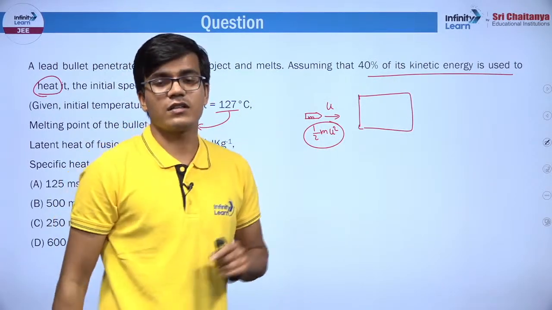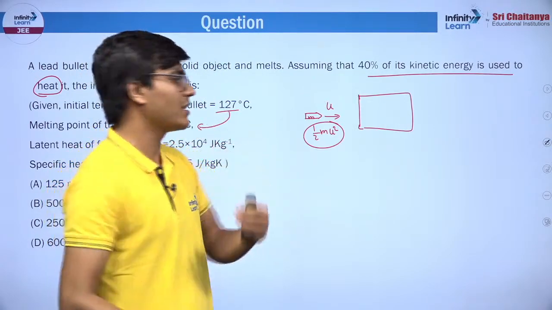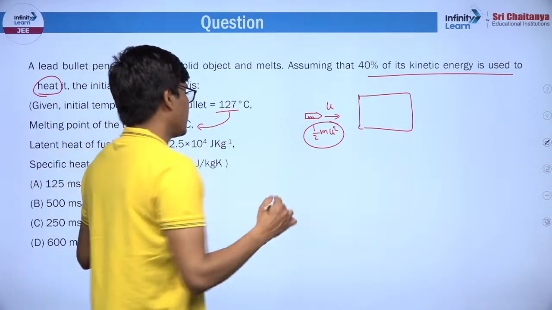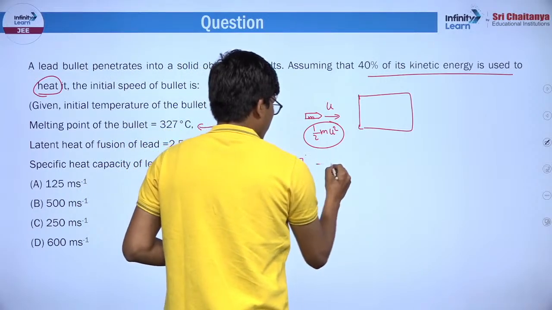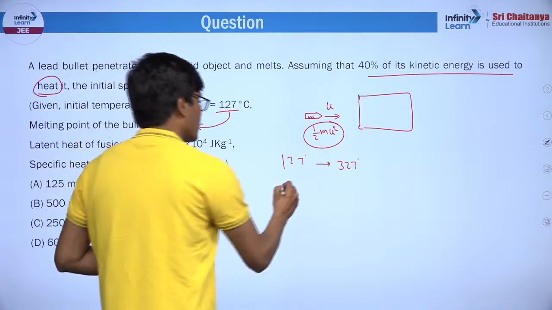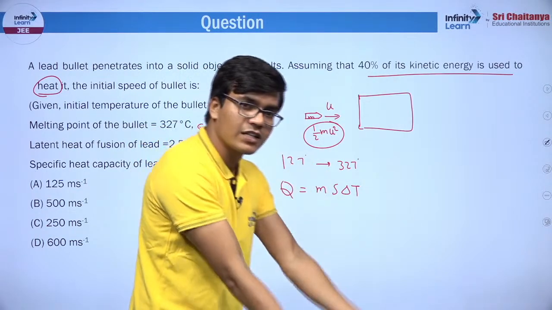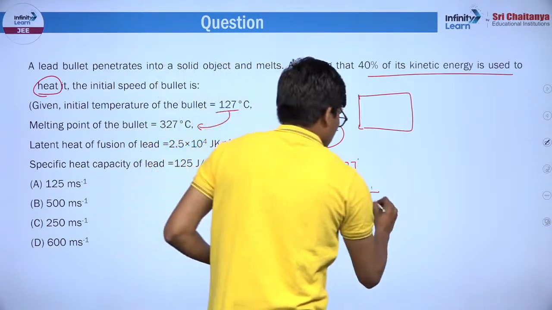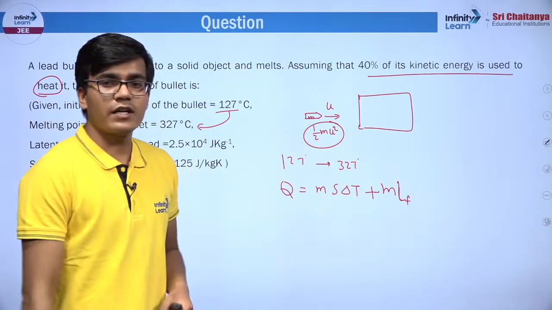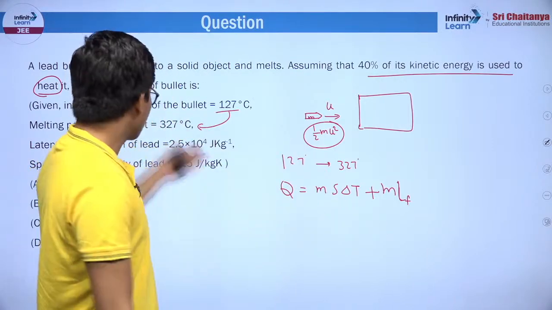It is getting used into heat, and what amount of heat you want to melt this lead from 127 degree centigrade to 327. Let us just calculate. If there is the same state and you want to increase the temperature, you must need a heat of m s delta T. After that it is getting melted, so that is latent heat of fusion you have to use, right? So this is the amount of heat you need to do this experiment and this process.